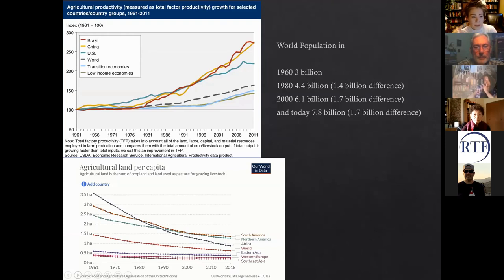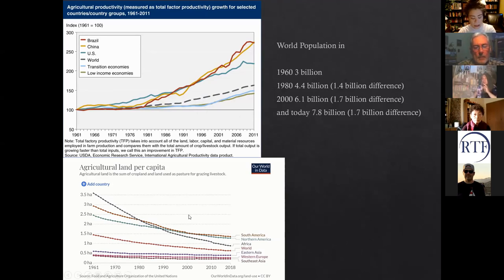As you can see, if you compare from 1960 to 1980, the growth rate for food is not anywhere near as much as the growth rate from 1980 to 2000, for instance. And if you look at the population difference, it is not that much. From 1960 to 1980, we increased approximately 1.4 billion, and from 1980 to 2000, we increased by about 1.7. And today we've increased by another about 1.7 billion every 20 years. So the rate of our increase in population size is actually slower than the rate of food production.